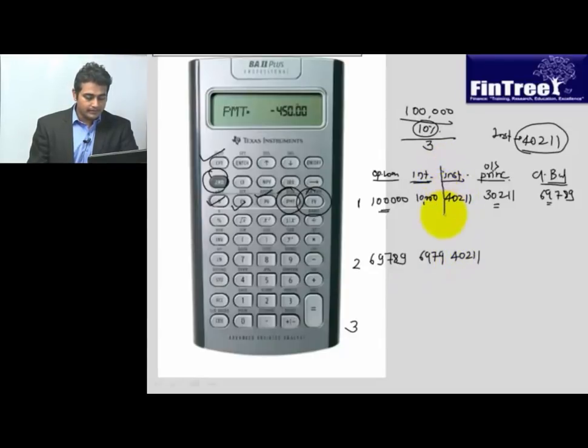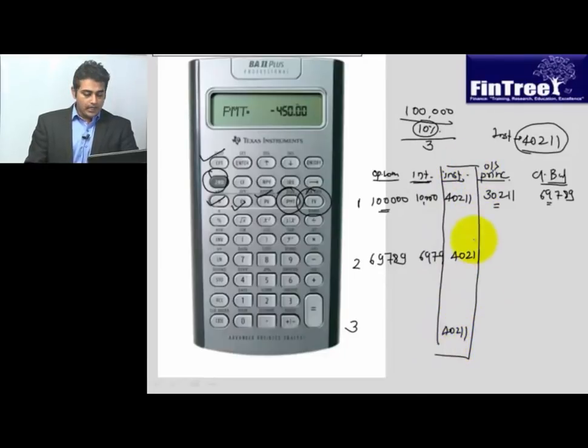But how much amount am I actually paying here? 40211. So what it means is that this amount is constant. This was my annuity, so 40211. Now, I was supposed to pay interest of 6979, but I have paid a total amount of 40211. How much extra have I paid? Do this. 40211 minus 6979. 33,232. So I have repaid 33,232 worth of my principal.